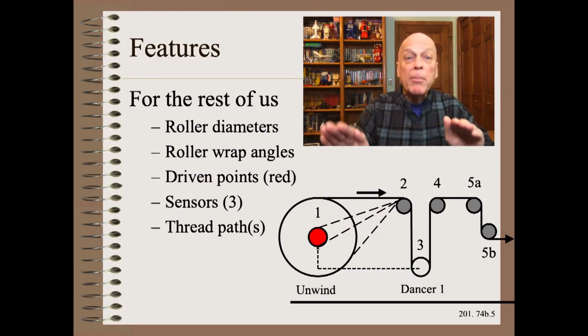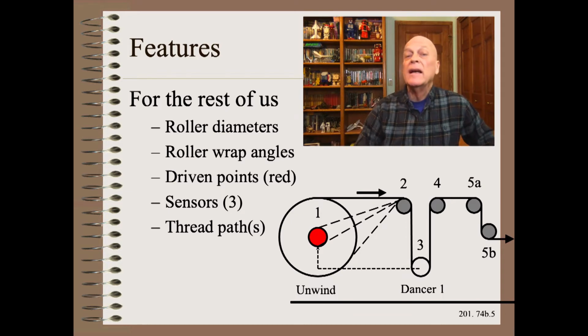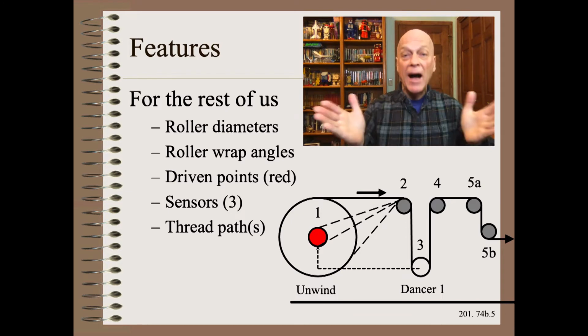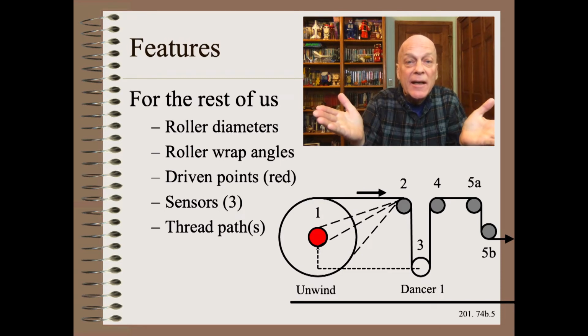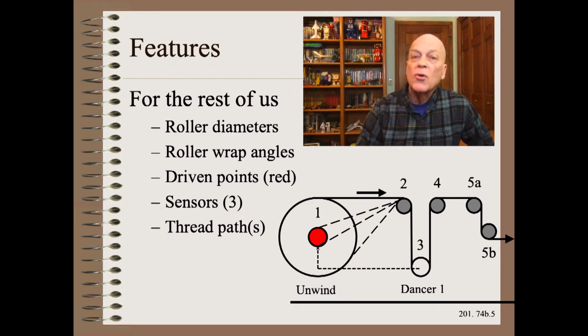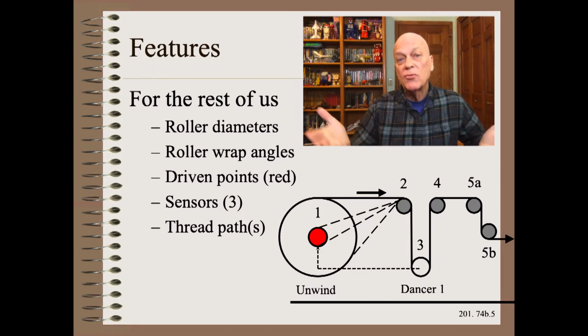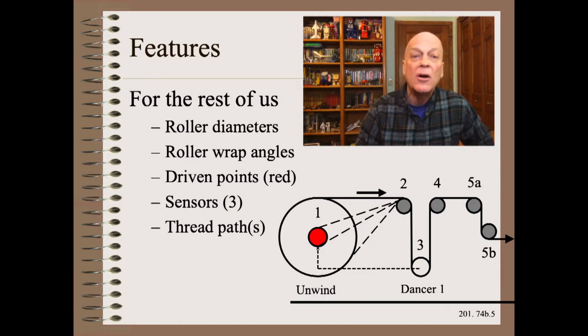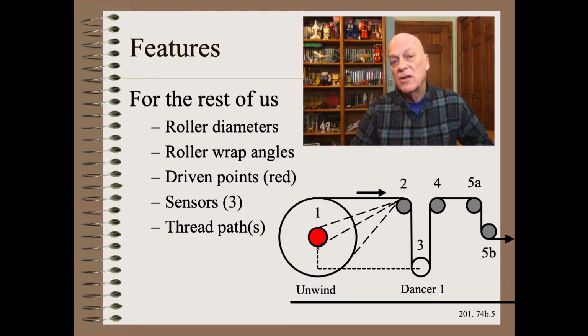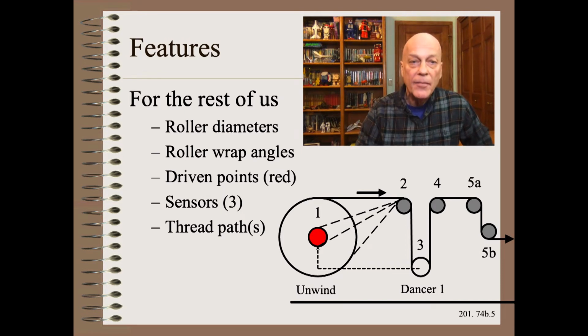In sharp contrast, the threading diagram includes the most vital features of a machine, such as scaled roller diameters and wrap angles, and driven points which may be coded with a symbol or color, such as the mechanical unwind brake here, and key sensors, such as the dancer shown here.